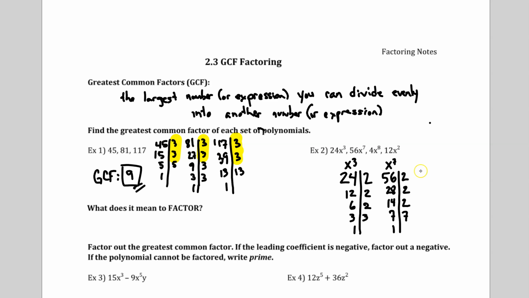Let's see, 4x to the 8th. So I'm going to put the x to the 8th up on top. X to the 8th. We'll consider the variables separately. 4. Now 2 will go into 4 2 times. 2 times 2 is 4. And then 2 goes into 2 one time, and we're done. The prime factors of 4 are 2 times 2. And then finally we got 12x squared, and 2 will go into 12 6 times, 2 goes into 6 3 times, and 3 goes into 3 1 time.